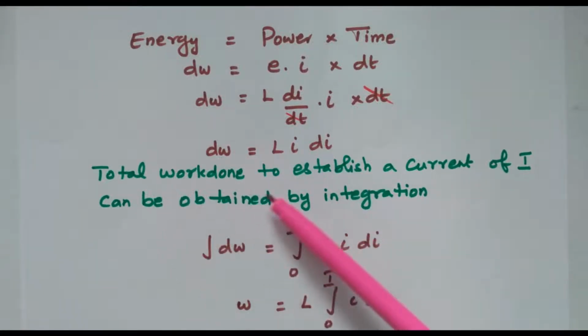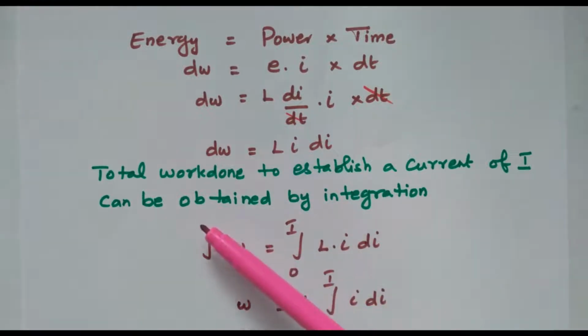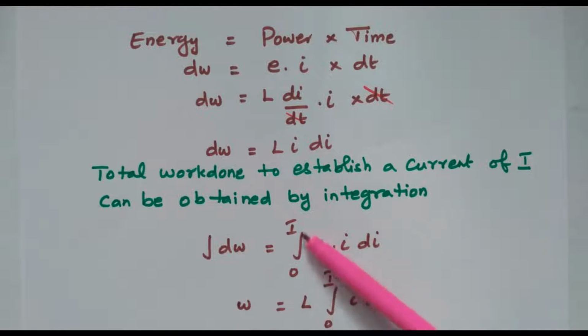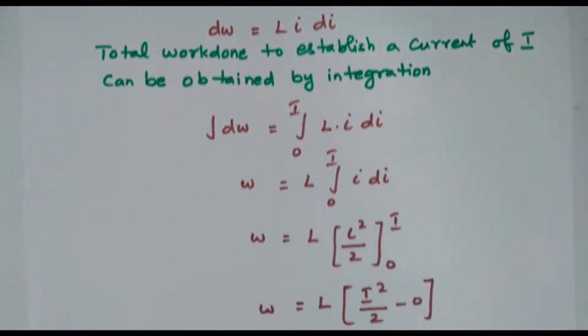So the total work done to establish the current of I can be obtained by integration. So by integrating on both the sides with a limit, we can get the total work done. So integral dW equal to integral Li into di. What is the limit? The work done is nothing but increasing the current from 0 to maximum value of current I. So the limit is from 0 to I. The work done is nothing but increasing the current from 0 to I. Now we'll go for this integration.